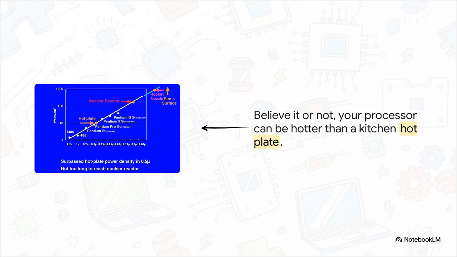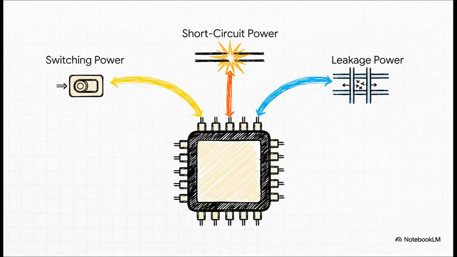Just look at this graph. It's actually kind of mind-blowing. What you're seeing is power density, how much power is crammed into a tiny space on computer chips over the years. And check this out. Processors have already surpassed the power density of a kitchen hot plate, and the trend is heading towards the same density as a nuclear reactor. Now think about that. All of that heat, and it has to be managed inside something you can hold in your hand. So where is all this power and heat coming from?